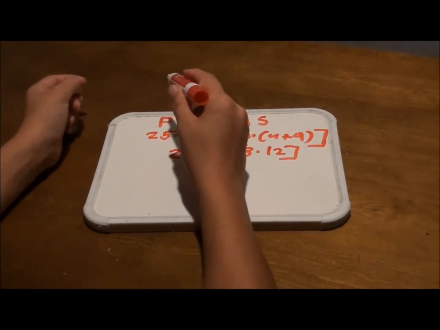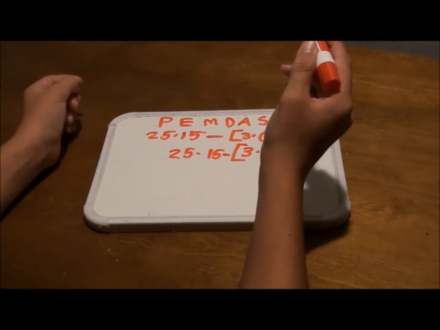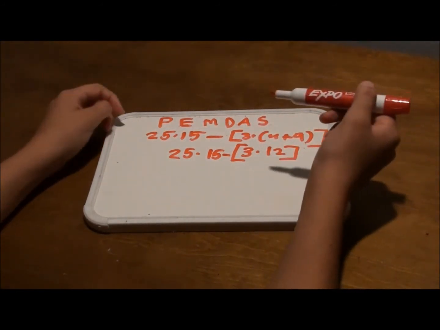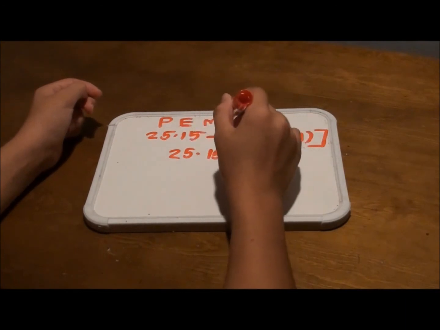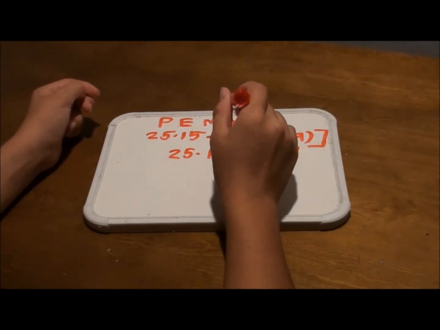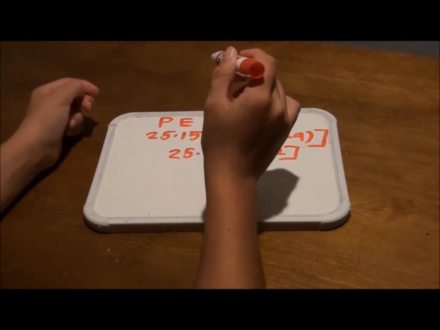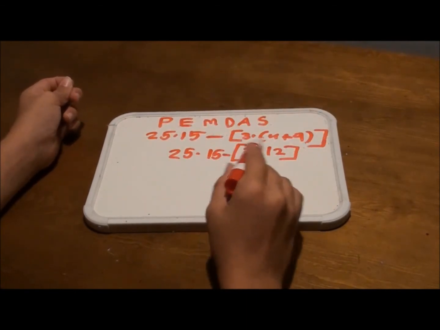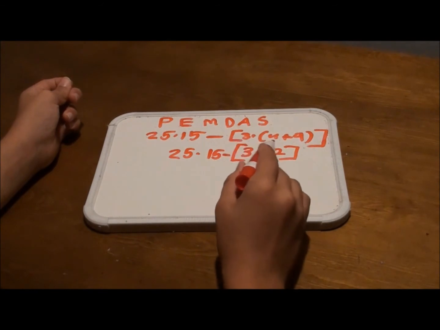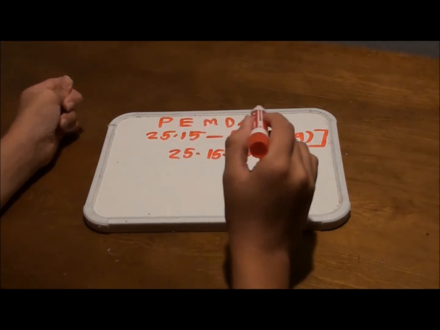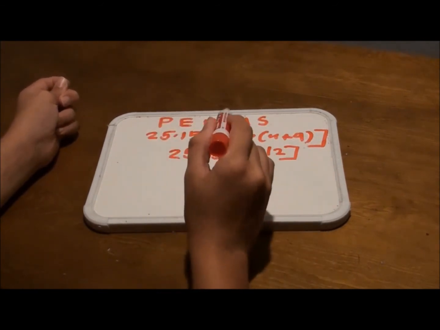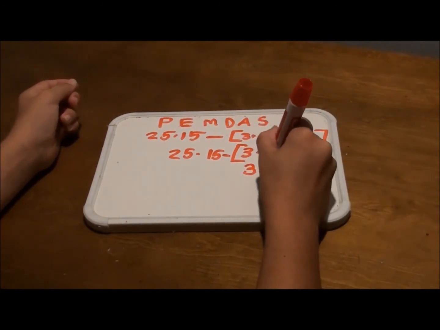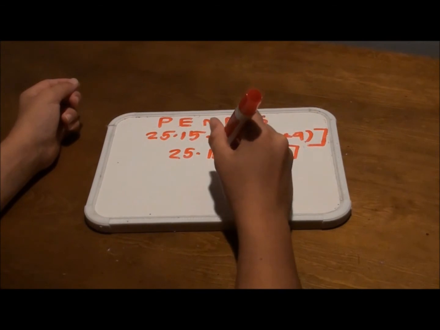And our next thing will be exponents. And of course we don't have exponents in this problem, so we can't complete that step. Our next is multiply and divide, but remember that parentheses always comes before multiply and divide, so we have to multiply and divide within the parentheses. So we'll do 3 times 12 before we do 25 times 15. And of course 3 times 12 is 36, and our parentheses have gone away now.